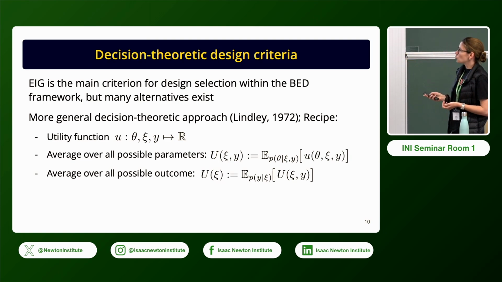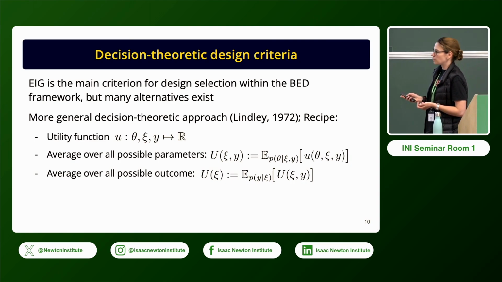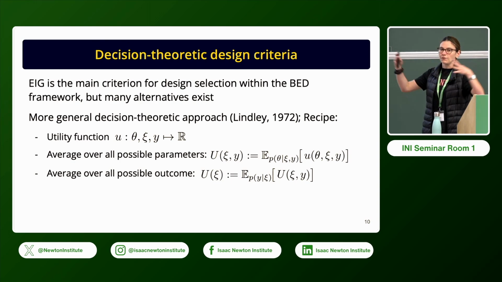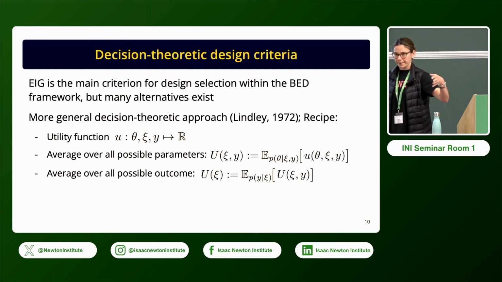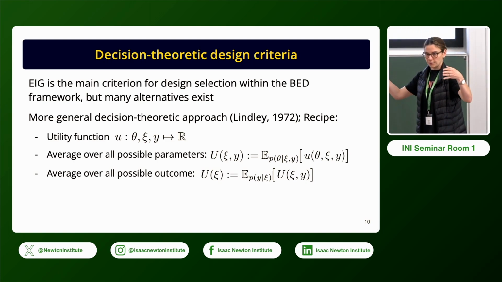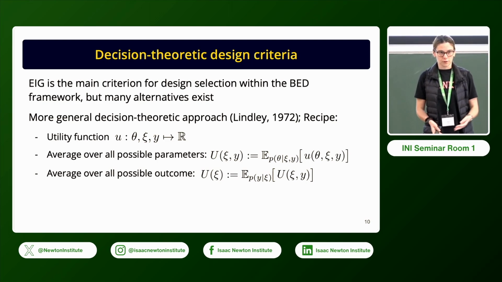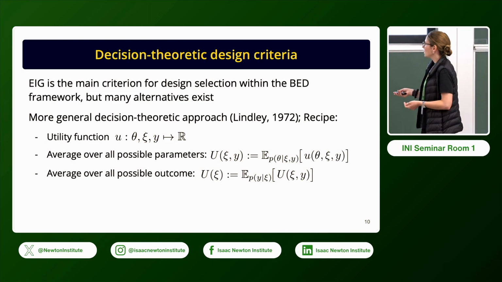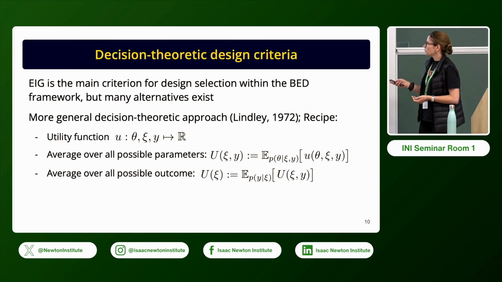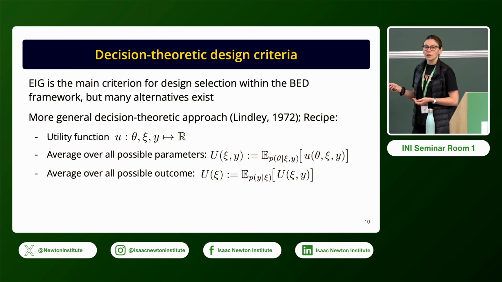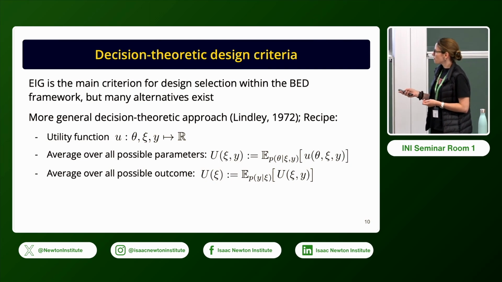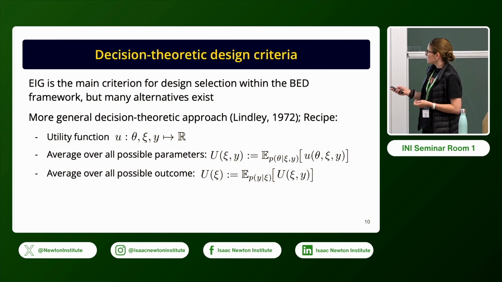Then we're just going to average over all such possible parameters. I'm using the notation of capital U, so this is the utility of the actual design outcome pair on average over all possible parameters that we postulated under our prior. And then we're simply going to average over all possible outcomes as well, and this gives us an expected utility of the experiment.